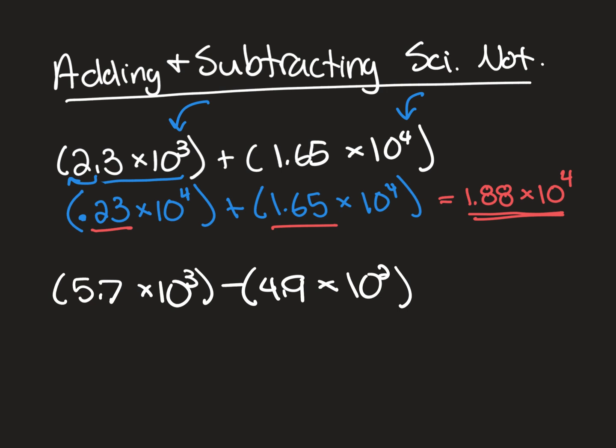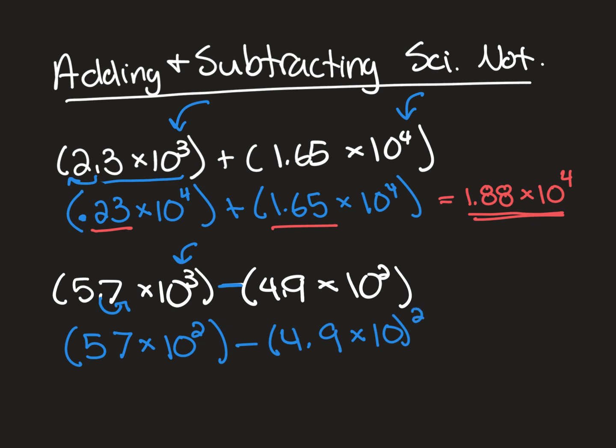The same thing with the second example. In order to subtract these, I still need the exponents to match. So this time I am going to make this one smaller. Since I'm going to change this exponent to a 2, meaning it's going to go down, my 5.7 is going to get bigger by moving the decimal. So I am going to make this bigger by moving it up 1, and my exponent is going to get smaller by 1. So this is going to become 57 minus, and this one is going to stay the same because the exponent is already a 2.